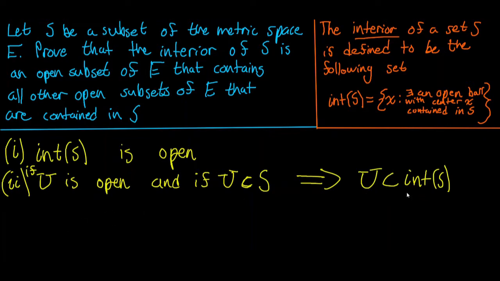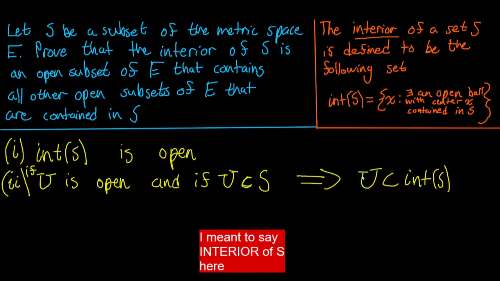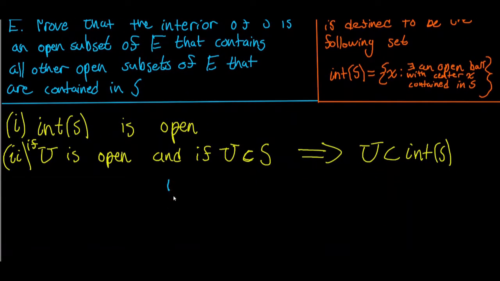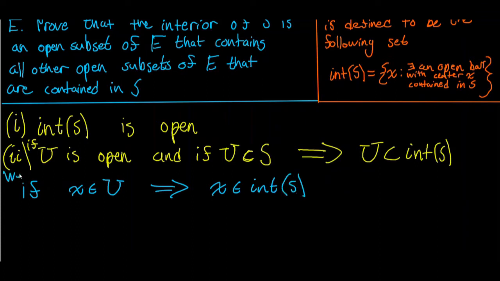So remember, if we want to show containment, if we want to show that U is a subset of the interior of S, then we have to show that if X is any element in U, then that implies that X must be in the interior of S. So we have to show the following. If X is in U, again, which is any open subset that is contained in S, then that implies that X is in the interior of S. So this is what we will show. Okay, so let's do that.